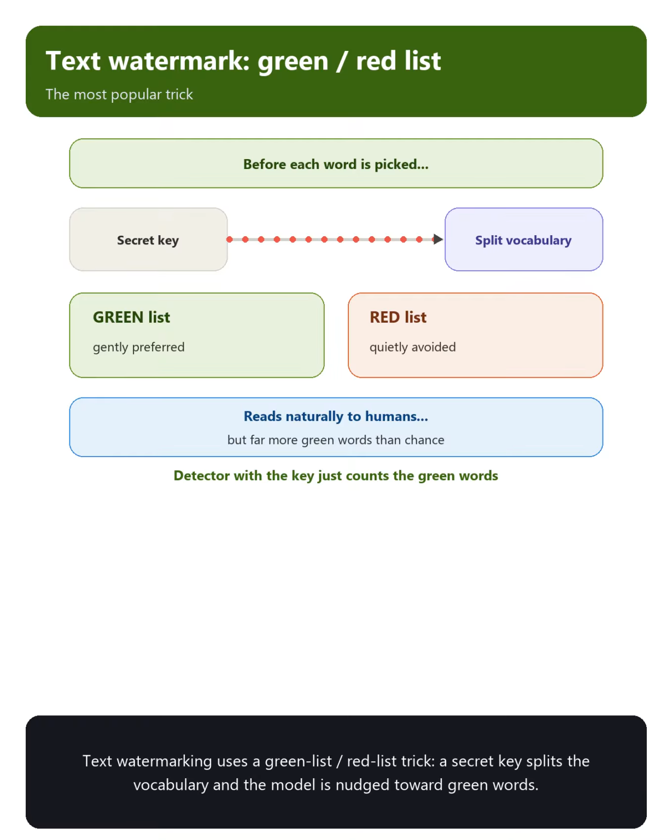So how does text watermarking actually work? The most popular method is called the green list, red list trick. Before a model picks its next word, it uses a secret key to randomly split the entire vocabulary into two buckets, a green list and a red list. The model is then gently nudged to prefer green words. A human cannot see this, the text still reads naturally. But statistically, watermarked text contains far more green words than chance would predict. A detector with the same secret key just counts the green words and runs a quick statistical test.